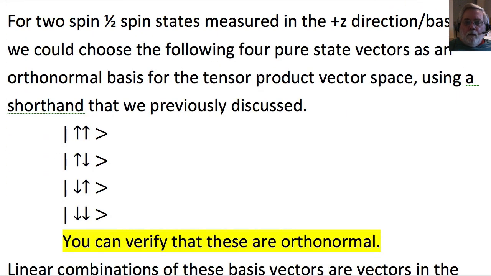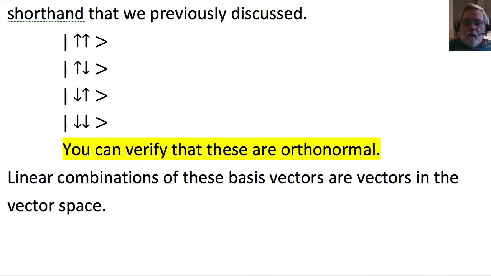For two spin 1/2 spin states measured in the plus z direction, plus z basis, we could choose the following four pure state vectors as an orthonormal basis for the tensor product vector space, and we'll use the shorthand that we previously discussed. So our four orthonormal basis vectors will be up up, up down, down up, and down down. You can and should verify that these are orthonormal with the inner product definition that we had in the last section. Now, linear combinations of these basis vectors are also vectors in the vector space.